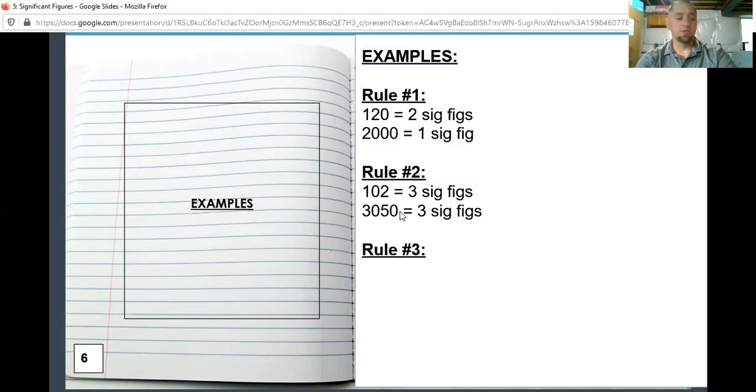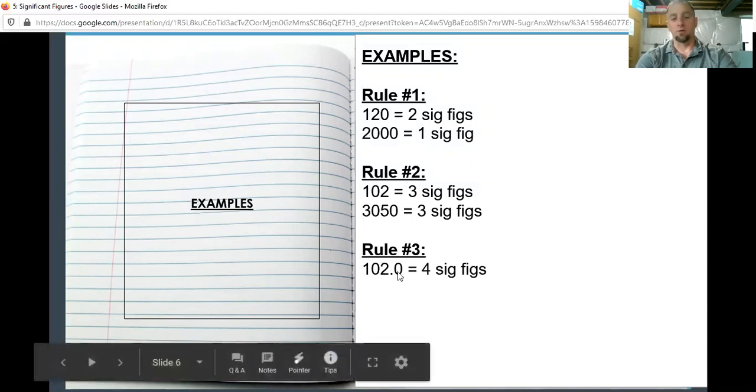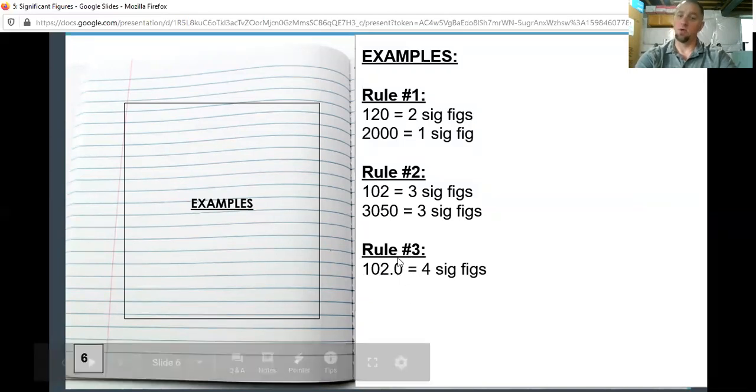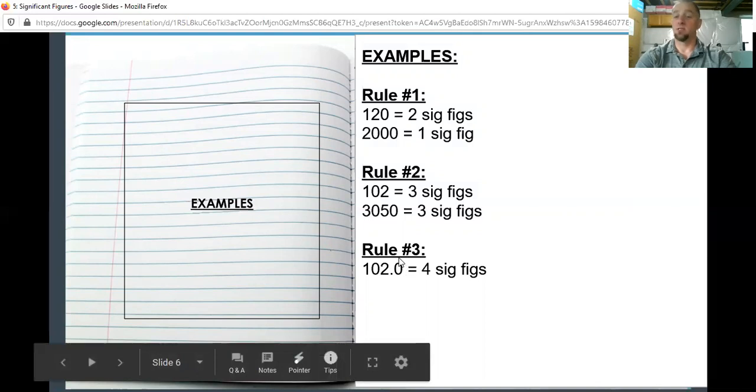All right, here we get to rule 3. We had our example in rule 2 of 102. Well, this is also 102. However, we have a decimal point and we have the 0 to the right of the decimal point. So we have a significant digit to the left of the 0. We also have a decimal point to the left of the 0. That makes this 0 significant.